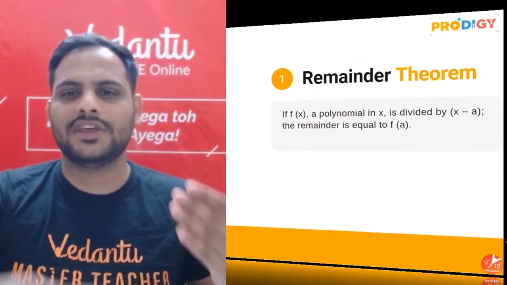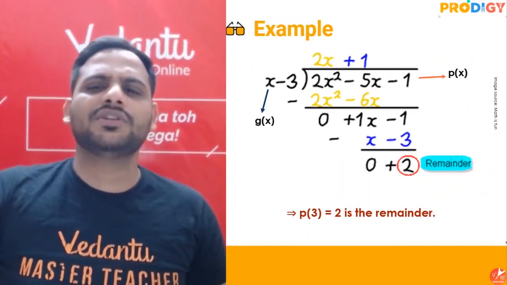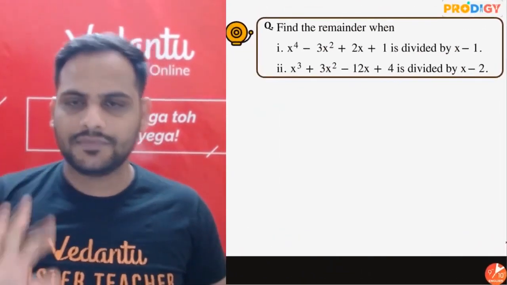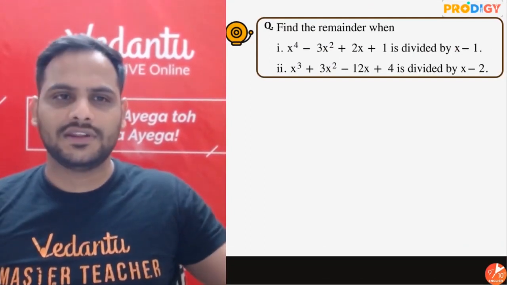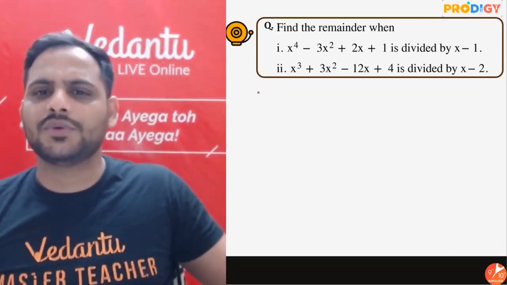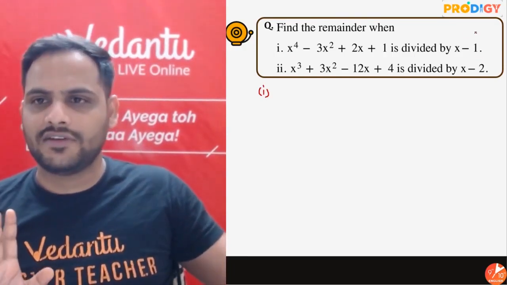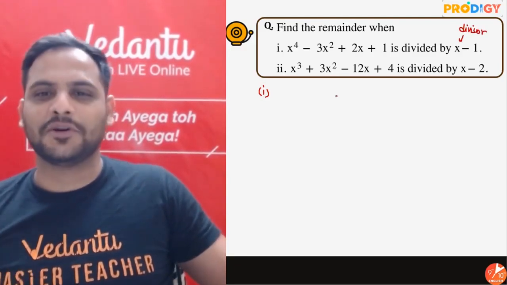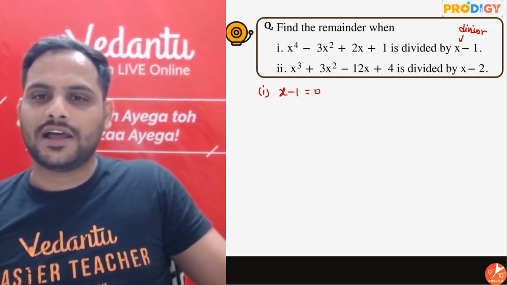Okay? Let me show you the application of that. So this long division will give you the remainder, but that can be done directly with the remainder theorem. Let's look at this. Find the remainder when this is divided by x minus 1. I'll just show you the first one, and the second one you can do on your own as well. So first one, x minus 1 we are dividing. This is my divisor, and I can say the divisor is a linear polynomial. So first step beta, make the divisor equal to 0. I got x equal to 1.